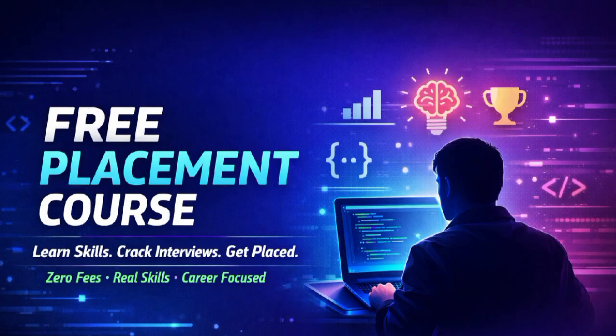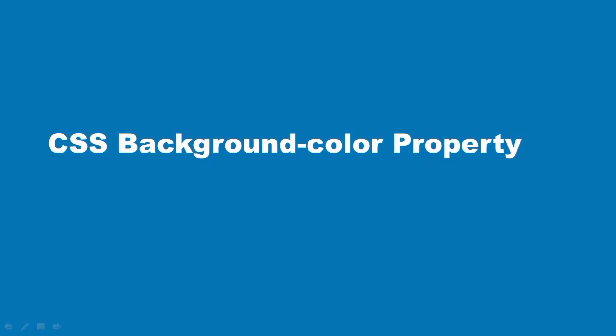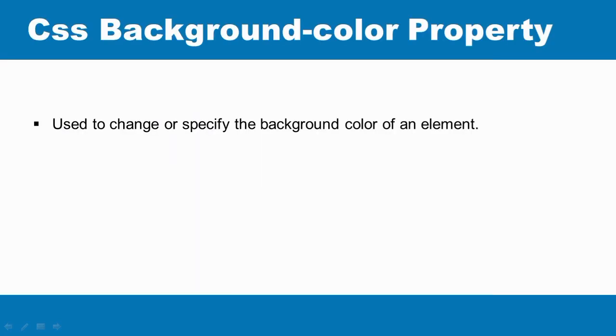Hello and welcome. In this video I'll be showing you how to change the background color of an HTML element using the CSS background color property. The CSS background color property is basically used to change or specify the background color of an HTML element.